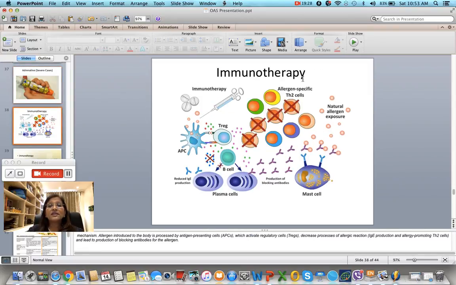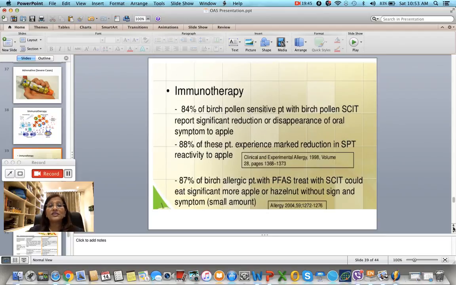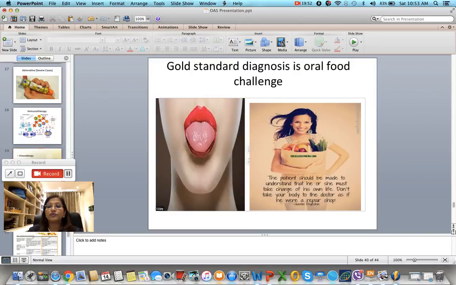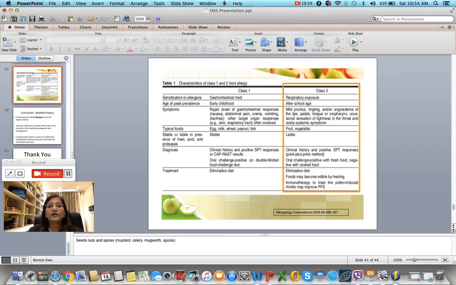A lot of work has been done on immunotherapy, where you get shots of the pollen that you are allergic to, and that stimulates the T regulatory cells to make blocking antibodies, and therefore research shows that around 84% of birch pollen sensitive patients had disappearance of their oral symptoms to the offending fruit. The gold standard is the oral food challenge, and take responsibility for the food that you're allergic to.